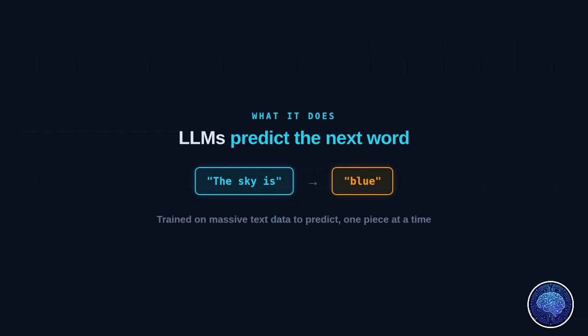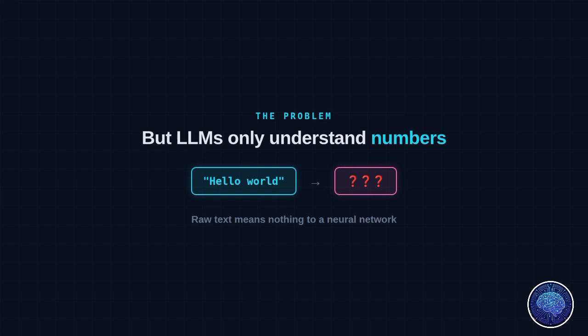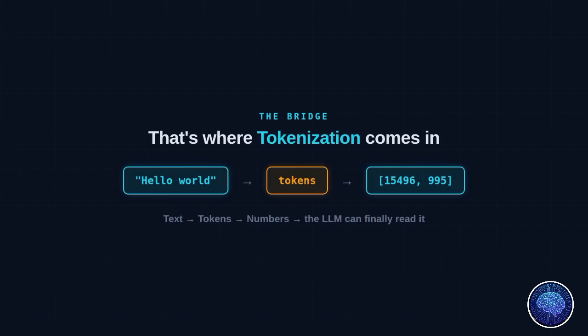And neural networks don't understand raw text at all. If you feed it "Hello World" directly, it means literally nothing to the model. This is exactly where tokenization comes in. It's the bridge between human language and what the model can actually process.